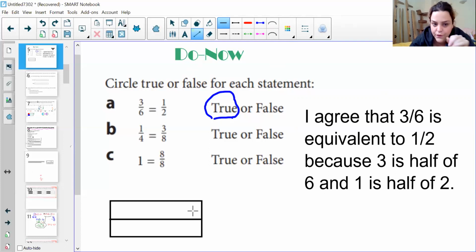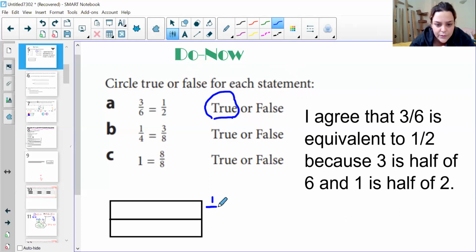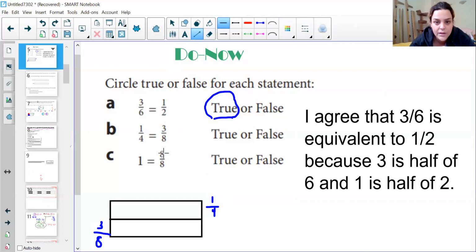Okay, first the fraction on top, I'm going to represent 1/4. Let me write that so I don't forget. And then the one on the bottom, I'm going to do 3/8. It doesn't have to look perfect. For 1/4, I'm looking at the denominator. The denominator tells me how I'm partitioning the whole. And 4 is an even number, which means I can split this right down the middle, focusing on equal parts as much as possible.